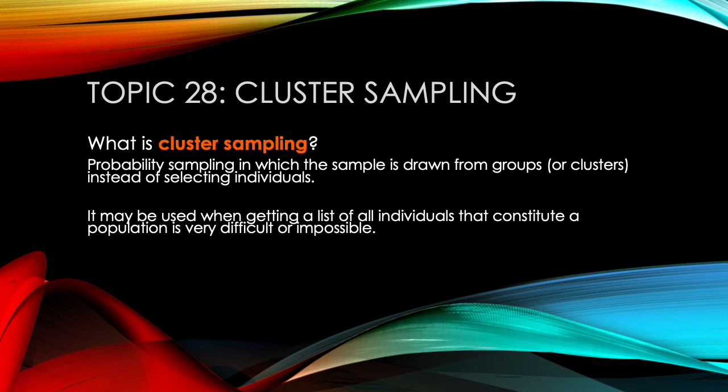Topic 28, Cluster Sampling. Cluster sampling is another form of probability sampling. In this sampling method, researchers draw groups or clusters of participants instead of selecting individuals. It may be used when getting a list of all individuals that constitute a population is difficult or impossible, but getting a complete list of a higher unit of analysis is not.